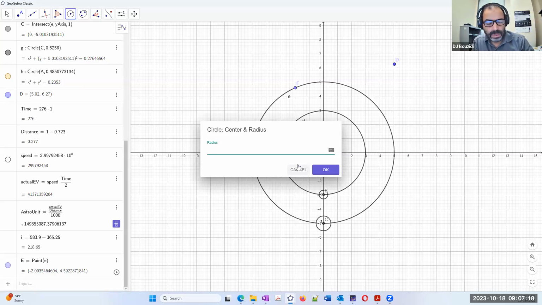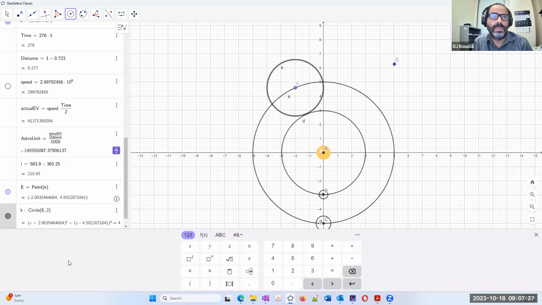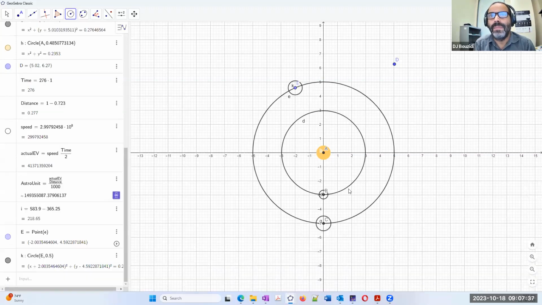Let's make it 1, 2. Okay, that's too big. Let's make it 1. Okay, and even that's too big. Let's make it 0.5. Okay, so that's the Earth. So that's after 1 year, basically. After 1 year it goes back, and then 7 months. 6 months is here, 7 months is there.